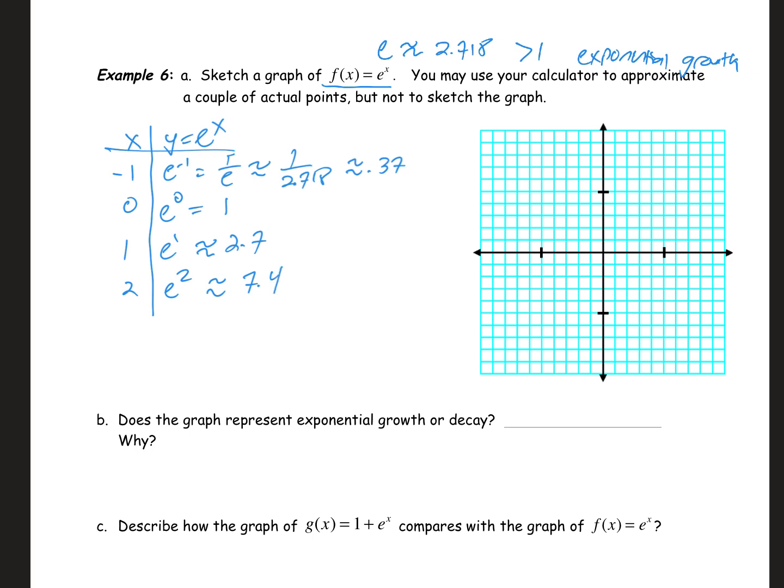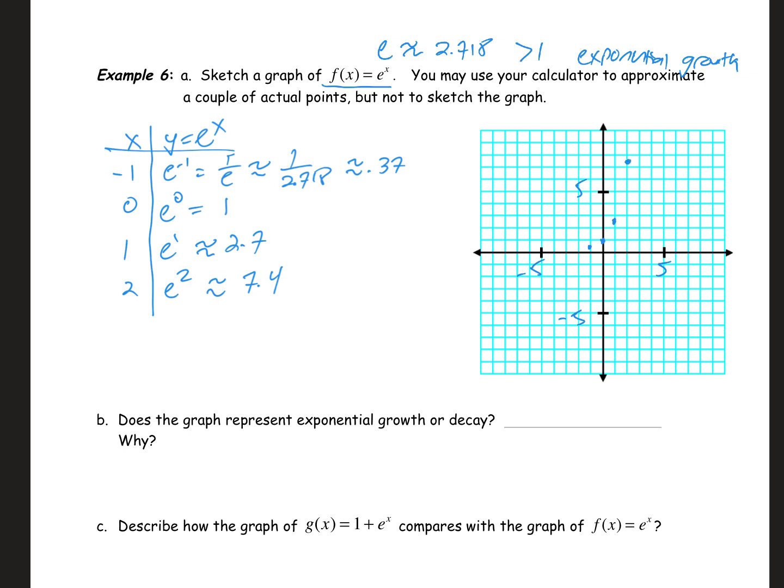So now we're going to go ahead and plot these points. I'm going to use the scale of 1 square is 1 unit. When x is -1, we have 0.37. When x is 0, we have 1. When x is 1, we have e, which is 2.7. And when x is 2, we have e squared, which is about 7.4, or 7.39. So 7.4, I'm going to plot that here.